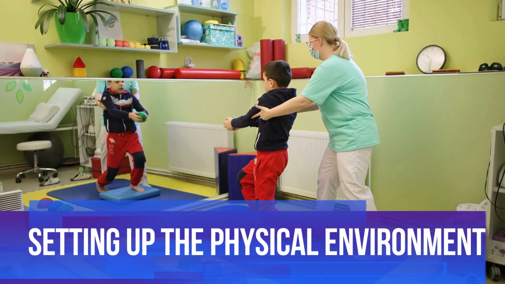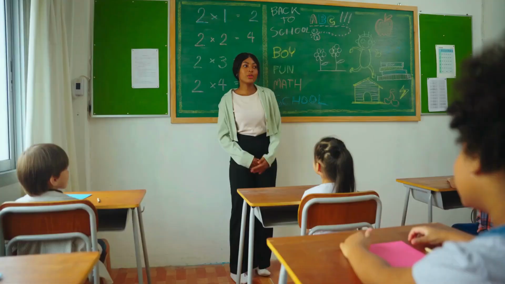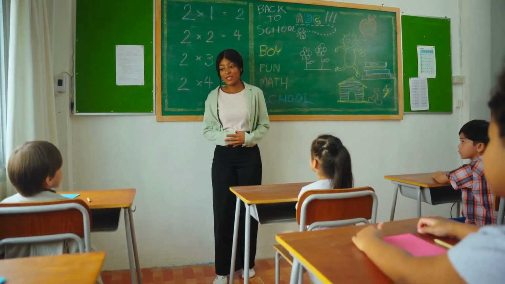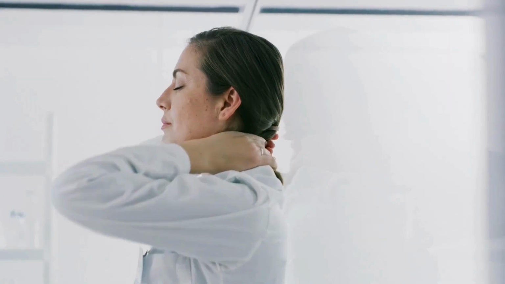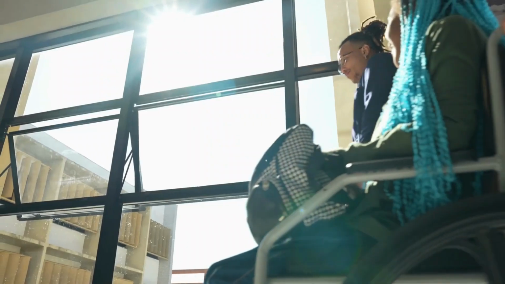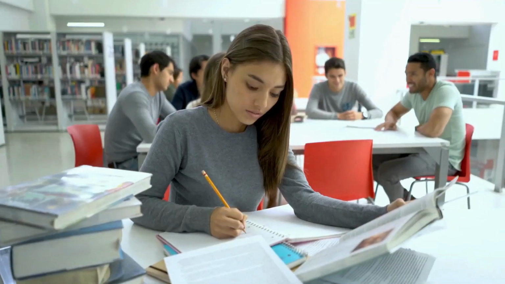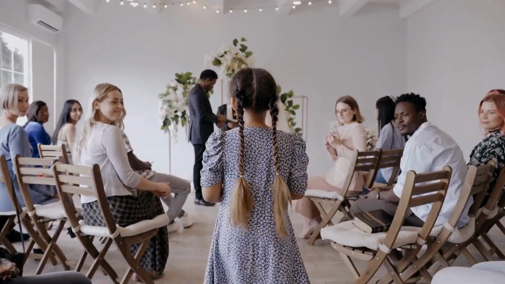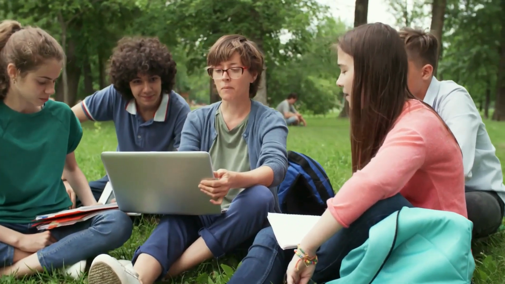Setting up the physical environment. The layout of a classroom can play a huge role in how inclusive it feels. To make an environment physically accessible, consider the needs of students who may use wheelchairs, walkers, or other aids. Creating wide aisles and accessible seating allows freedom of movement.